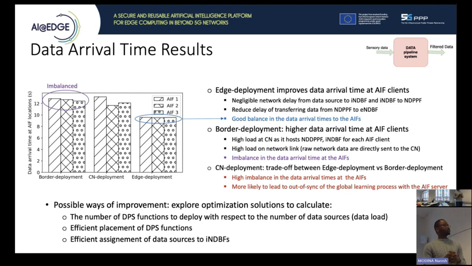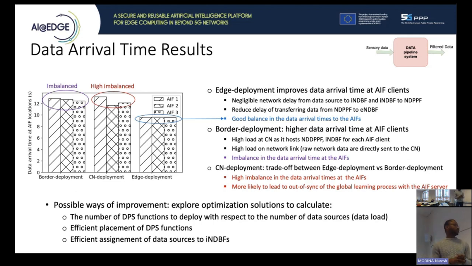The second deployment is the border deployment, where we have a higher data arrival time at the IEF client. In this setup, we have high loads at the border level, as the border hosts both the network data preprocessing function and the ingress network data broker function for each IEF client. We also have a high load on the network link, as all the raw data are sent from the data source to the border side, where the preprocessing happens. There is some imbalance in the data arrival time at the IEF, but this imbalance can be considered negligible.